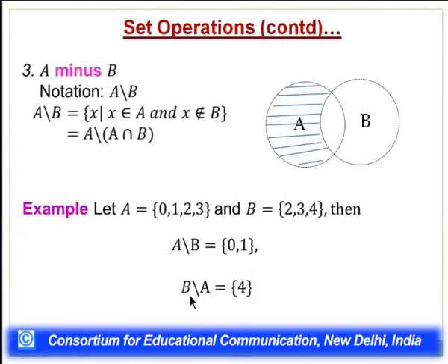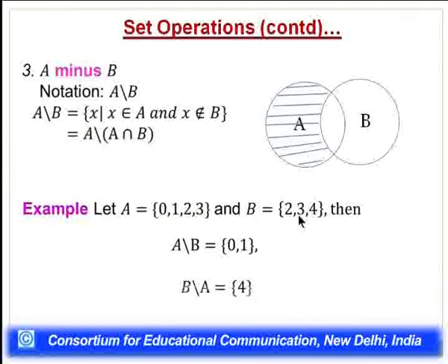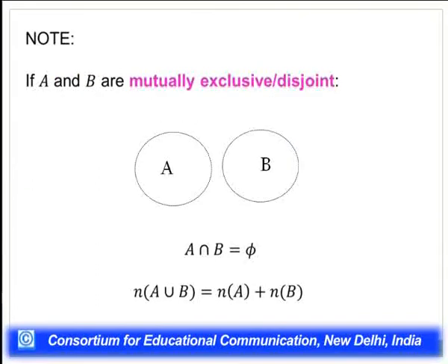Similarly, B minus A means I'll take the set B and remove from this set all the elements that are from A. And what are the elements that are from A but also present in B? These would again be the elements in A intersection B. So from here I'll have to remove 2, 3 and I'll be left with the element 4. So B minus A is {4}.